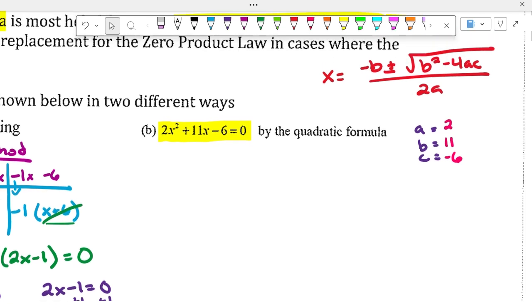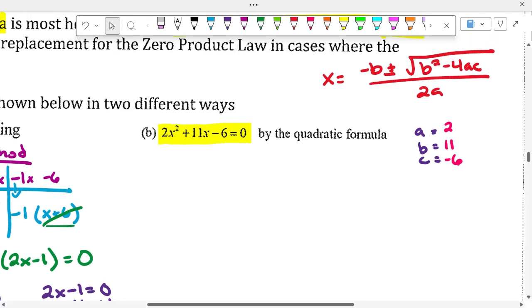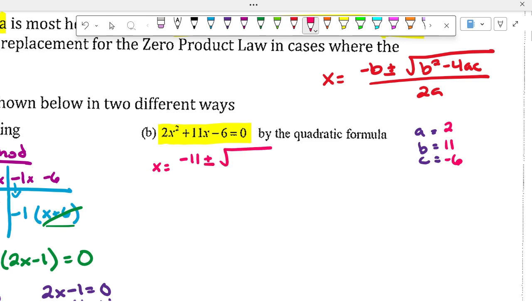All right. Now, I'm going to put it in my formula. I'm not going to do any simplifying. I'm just going to put it in the formula. So I have x equals negative b, which is 11, plus or minus the square root of b squared, so 11 squared, minus 4 times a, which is 2, times c, which is negative 6, all over 2 times a, which is 2.